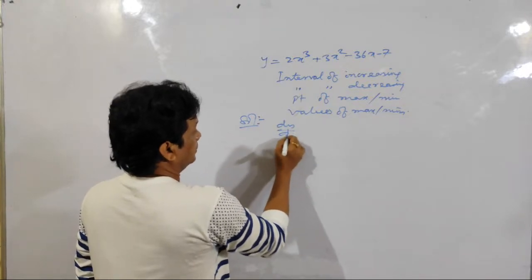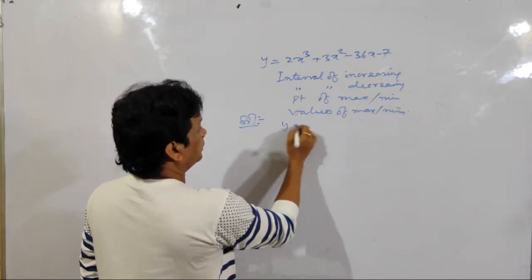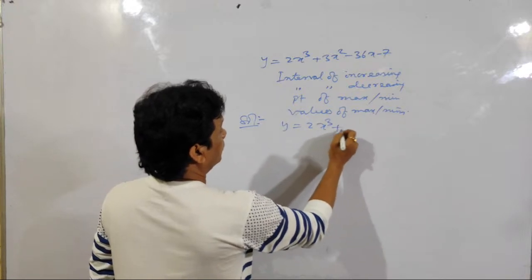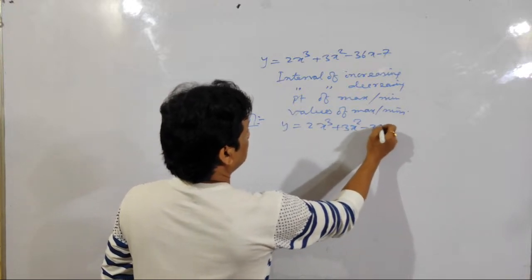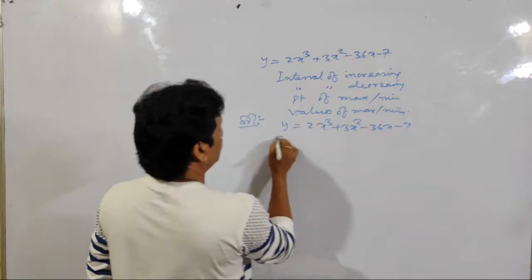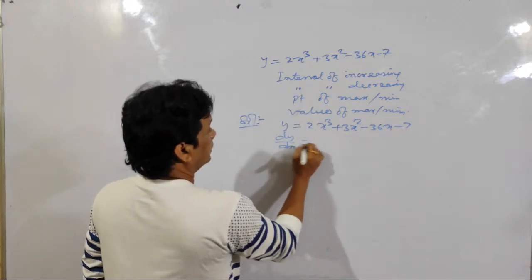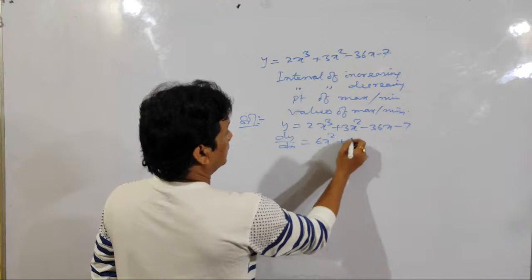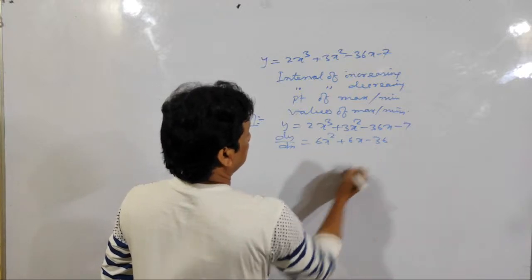dy by dx. Here y is equal to how much? First of all, write 2x cube plus 3x square minus 36x minus 7. So what is dy by dx? It is 6x square plus 6x minus 36.